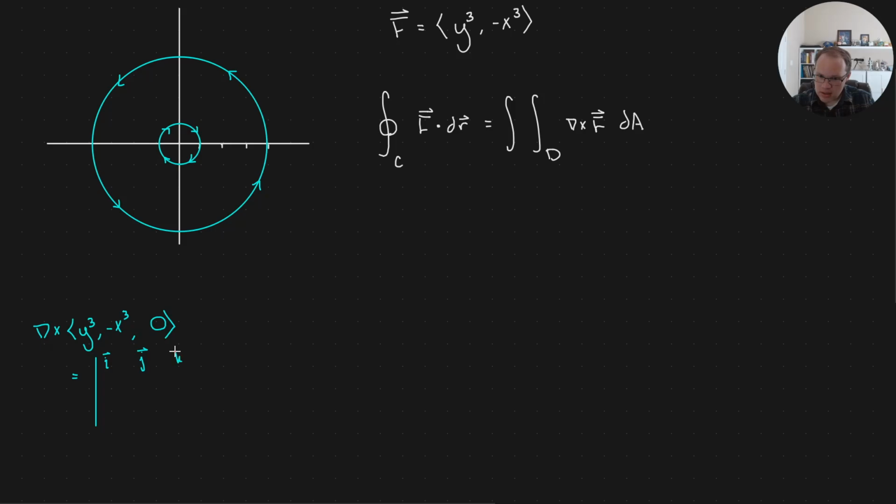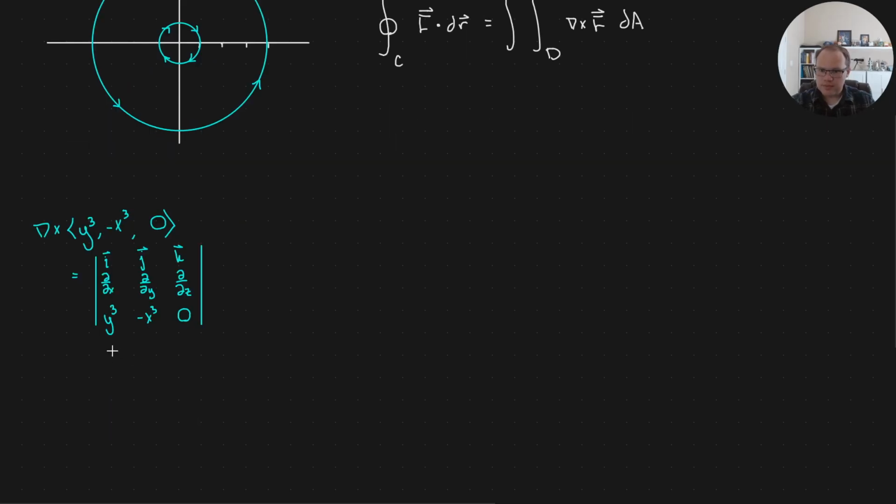Get ijk, partial derivatives with respect to x, y, and z, and y cubed, negative x cubed, 0. So if we take the curl, we're going to get 0, and then this will also be 0 because I'm taking the partial derivative with respect to z, and there are no z's here. Okay, so the first component here is 0.